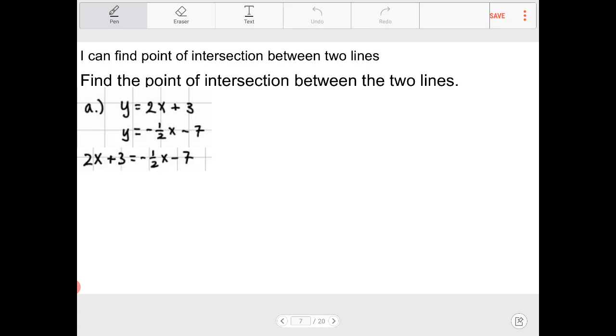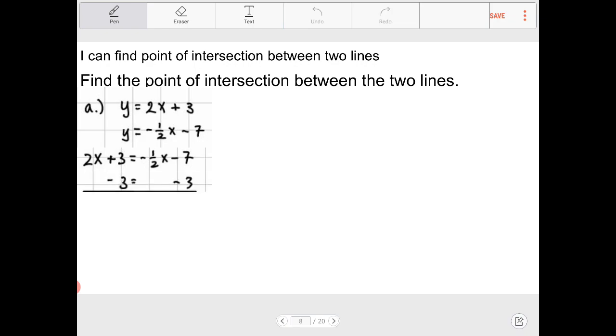Being that the y variables are already isolated, I will directly substitute one for the other, which is what I did here. I took the top equation and directly substituted it in for the second equation. So I end up with 2x plus 3 is equal to negative half x minus 7. Again, I took this and directly substituted it in for that. And this is just a matter of bringing all the variables to one side and isolating the unknown.